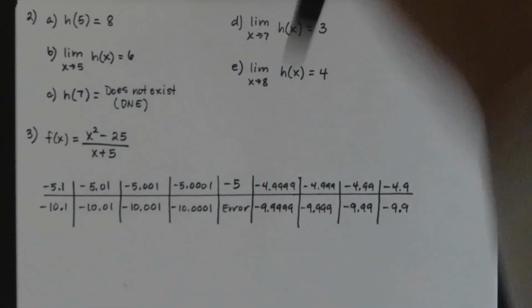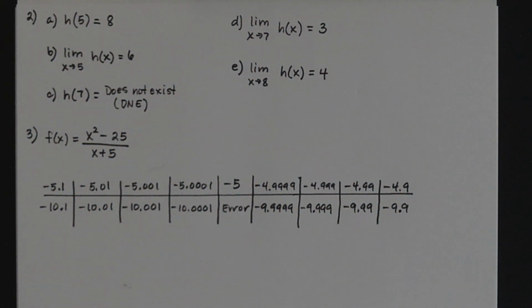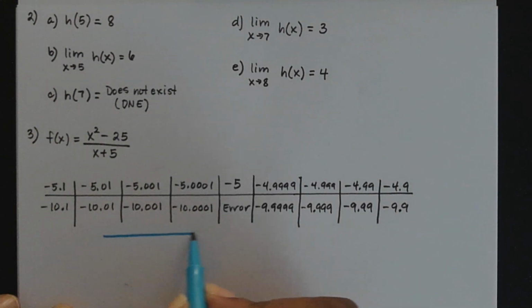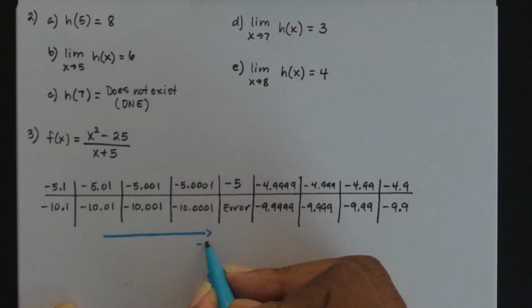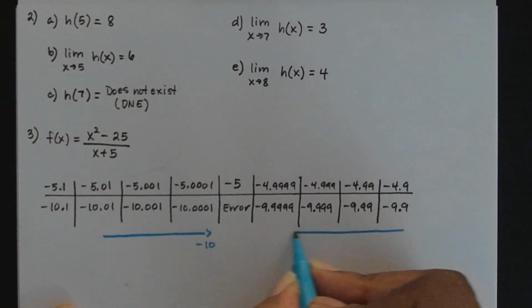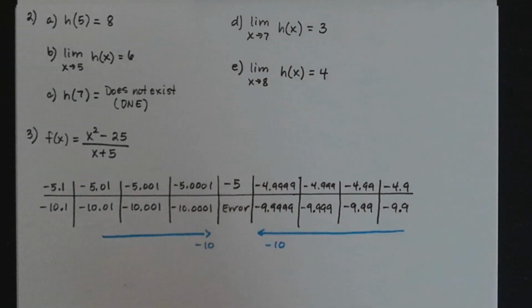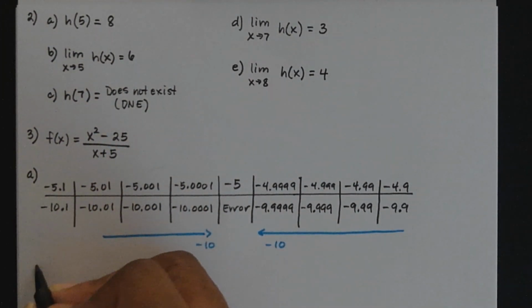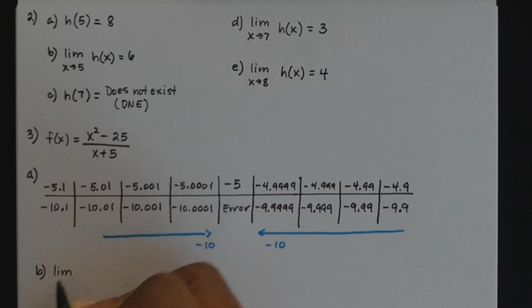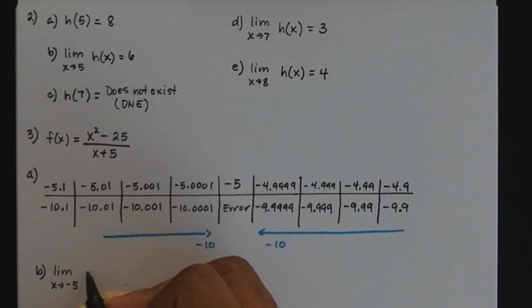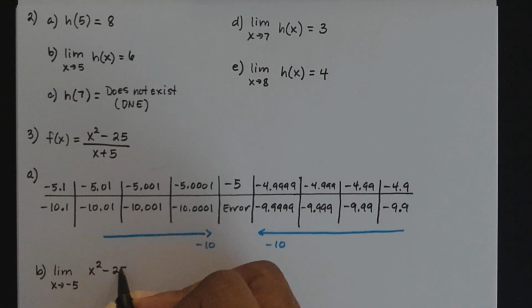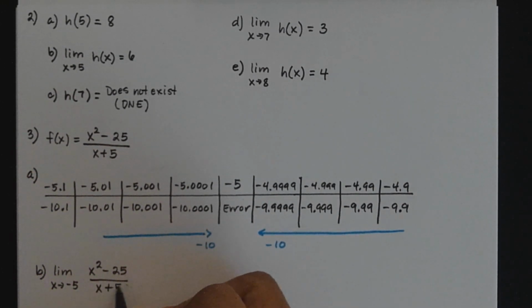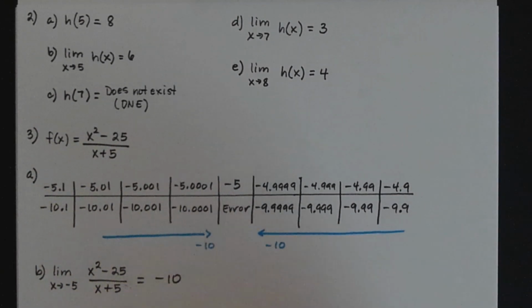So, what value do you think that this will be approaching? Just negative 10. Because on the left of negative 5, those values are getting closer and closer to negative 10. And to the right of negative 5, it's getting closer and closer to negative 10. So, this is part A. That's the table. Part B is the conjecture that the limit as x approaches negative 5 of x squared minus 25 divided by x plus 5 would be negative 10.